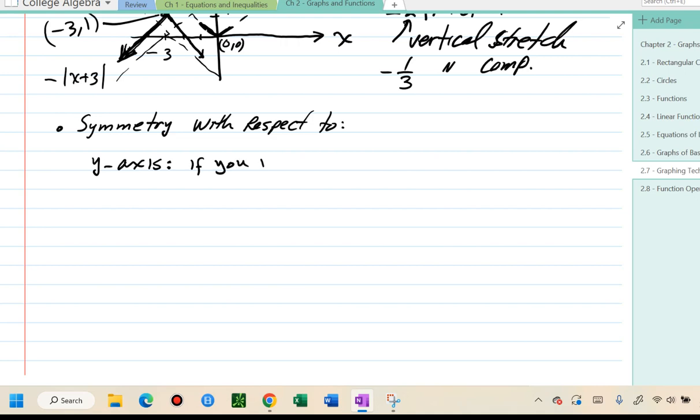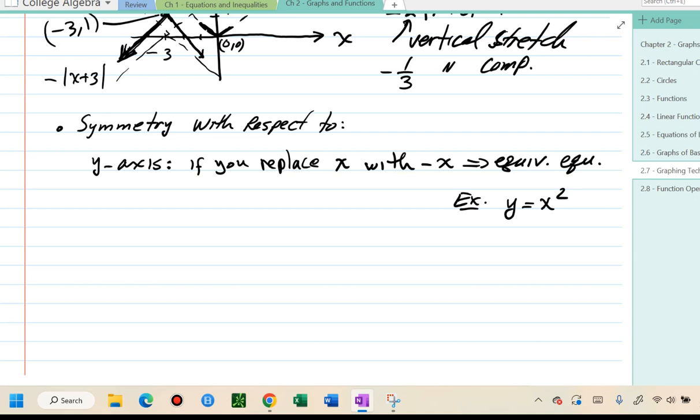If you replace x with -x, then you get an equivalent equation. Okay, equivalent equation. Then that's a sign that the function is symmetric with respect to the y-axis. So for example, let's take a look at our basic parabola. If I change x to negative x, you square it, you get the original function back. So this function, the squaring function, is symmetric with respect to the y-axis.